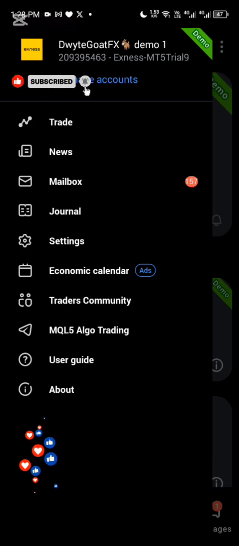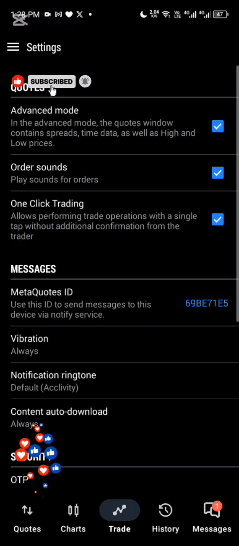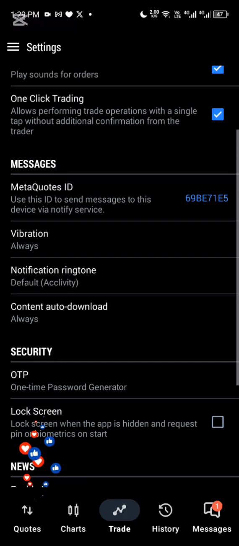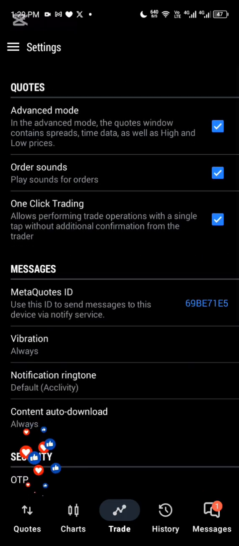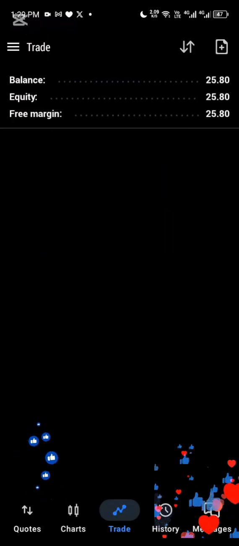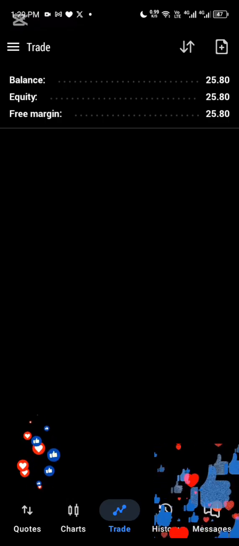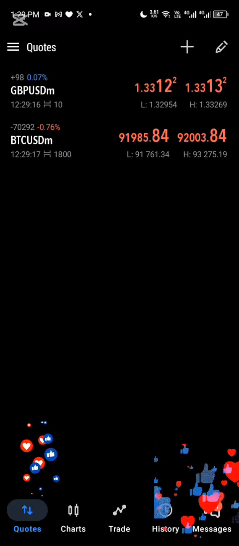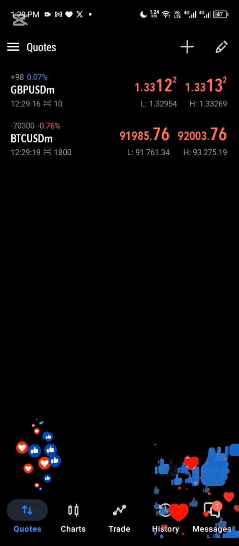So everything that you have in your MT4 is also here in your MT5. Just a few changes in the interface. As you can see, lock screen, and just a few things that have been changed here. You see journal, news, trade, everything that you used to have in your MT4 is also here in your MT5. If you click on quote, it shows the things that you wish to trade.